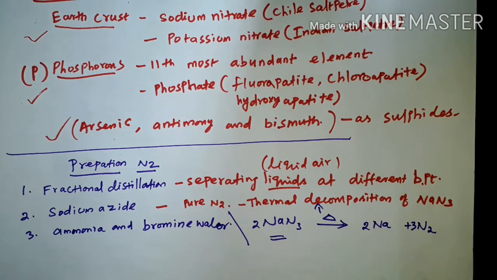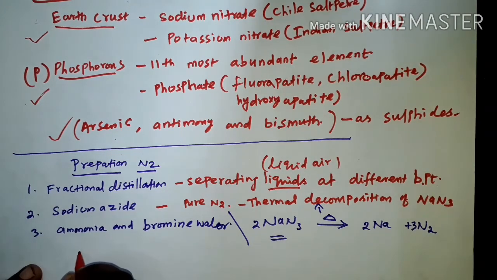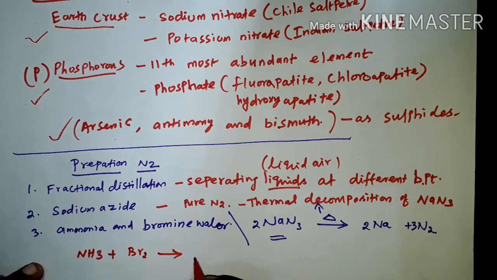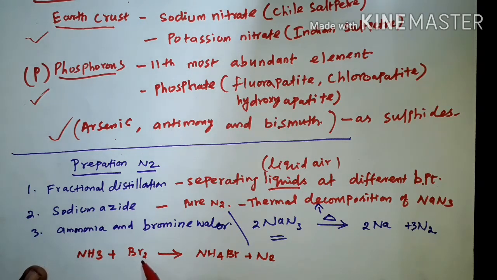Then third method, by oxidizing ammonia. We are taking ammonia, NH3, plus we are adding bromine water. This is liquid bromine, this is bromine water. We are getting ammonium bromide, NH4Br, plus nitrogen. So we are oxidizing ammonia by using bromine water. This is bromine water, this is ammonia. We are getting ammonium bromide plus nitrogen.